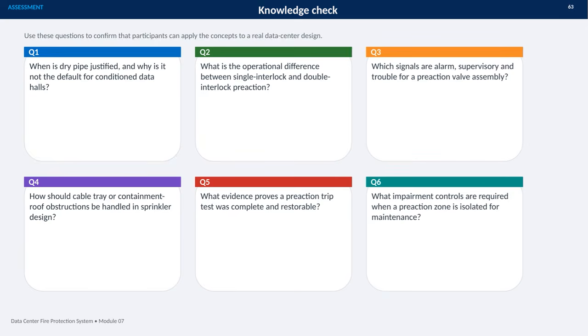Finally, consider verification and reliability. What evidence demonstrates that a preaction trip test was fully completed and the system was restored to service? And when a preaction zone is isolated for maintenance, what impairment controls are required to manage the temporary loss of protection? Together, these questions test whether the system can be designed, monitored, tested, and maintained as an operational data center safety system.